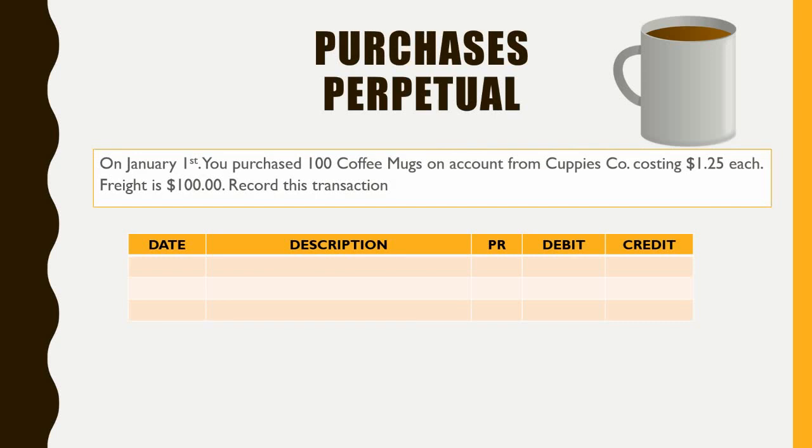So let's go ahead and take an example of this. Let's look at what happened on January 1st, when you purchased a total of 100 coffee mugs on account from Cuppy's Co., costing $1.25 each. Freight cost was $100. So how do we record this transaction?